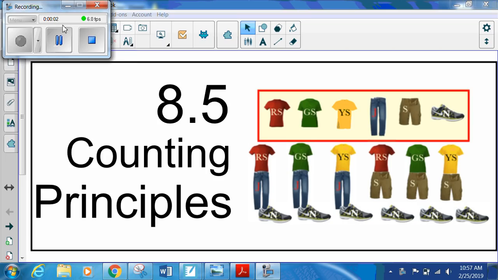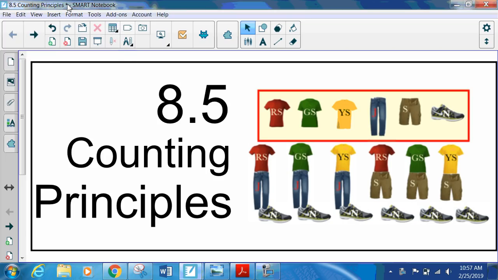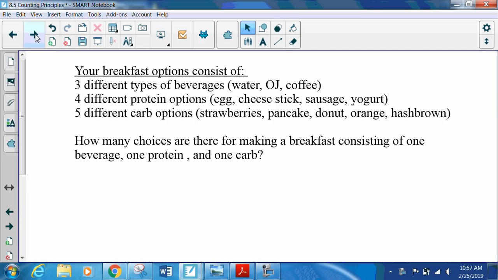Okay, 8.5, counting principles. And this picture of t-shirts and shorts and different combinations of t-shirts, shorts, and one pair of shoes gives you a hint about what is to come. All right, so let's look at this word problem.